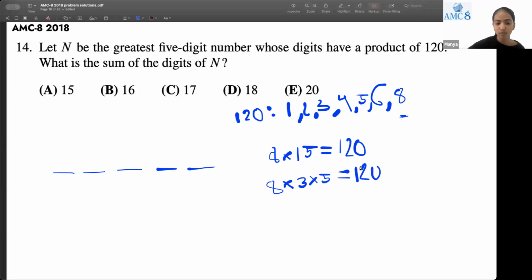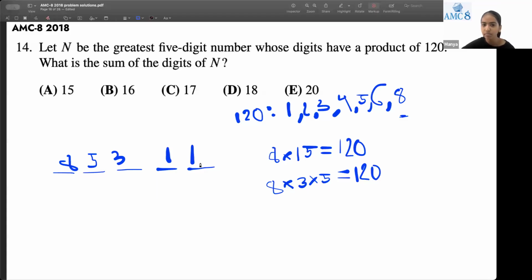And so we can write that here, but remember we're going to have to arrange this in greatest to least. So then that would be giving us 8 times 5 times 3 times blank times blank. Well, remember that 1 times any number is just going to be equal to that number. So 1 times x is just going to be equal to x. So then these two numbers can be equal to 1.